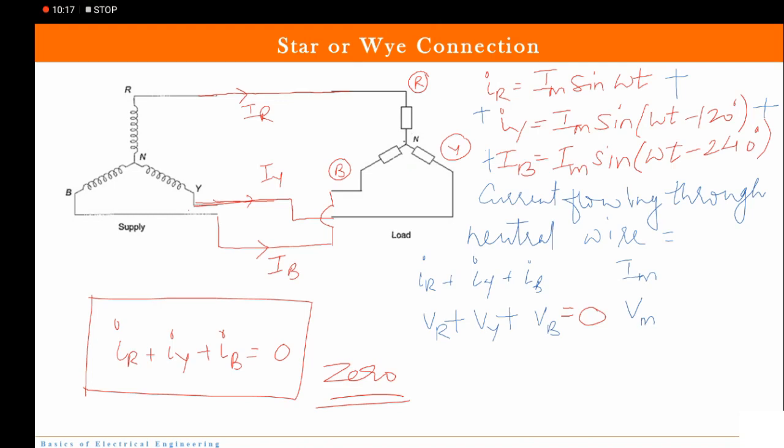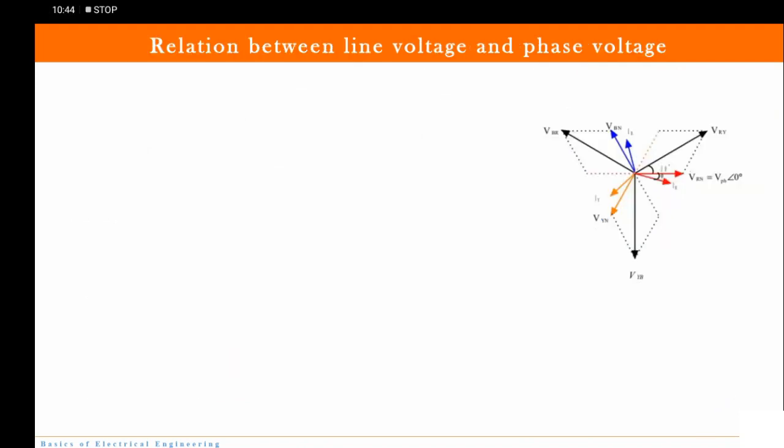Understood? So that is why we say that if the load is balanced in this connection, we do not require any neutral wire because it does not carry any current. But if the load is not balanced, then the neutral wire would carry some current. We need not worry about that because we are talking about the balanced load condition. Next, let us move ahead.